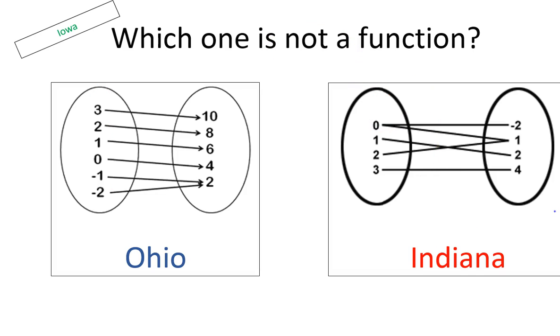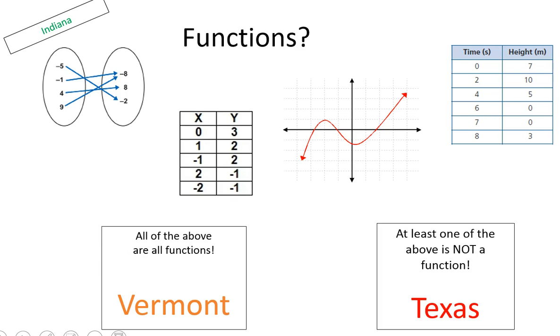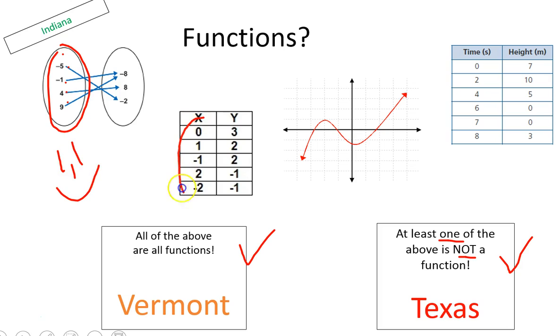So we're heading to Indiana, folks. And in Indiana, oh my gosh, we've got 4 pictures here. It says if they're all functions, we go to Vermont. If one is not a function, we're going to Texas. So we're going to do this fairly quickly. Any of those repeat? 1 arrow, 1 arrow, 1 arrow, 1 arrow. Nope. Therefore, that's good news. Any of these x's repeat? Boom, boom, boom. Nope. That's good news.